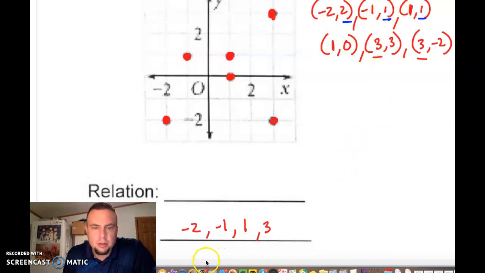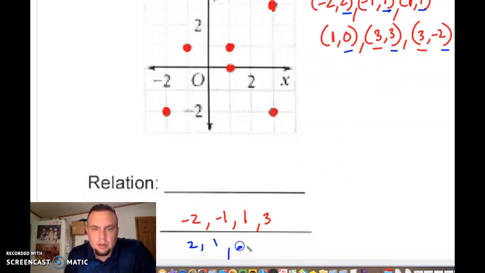So you only read it once. So let's do the range. 2 was first, and then a 1 was second. Another 1, don't write it. We got a 0, a 3, and a -2.